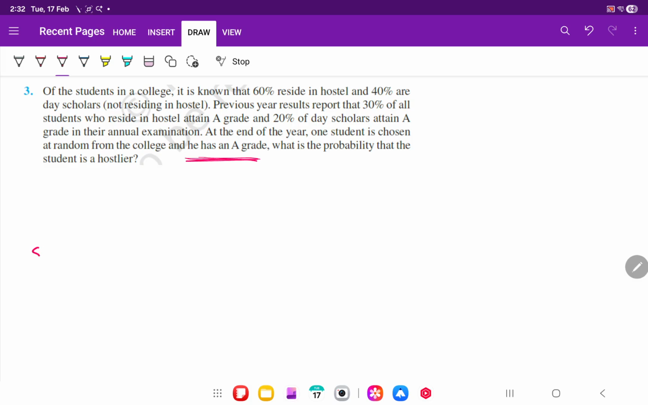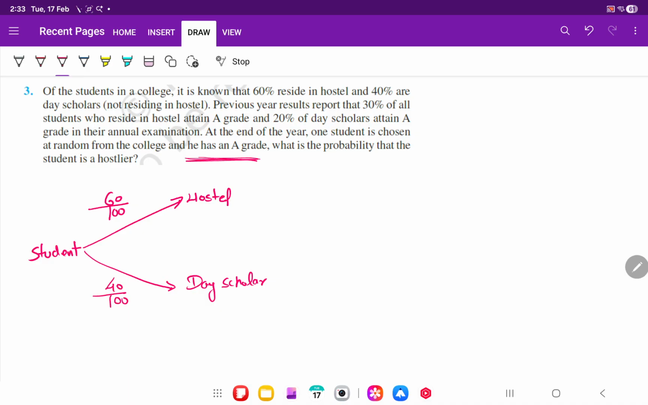Okay, I hope you tried. So let's do it. There are some people who live in hostel and some people who are day scholars, meaning they live at home only. So 60% are in hostel and 40% are day scholars. Right? They may get A or another grade, let me write B. Okay, A grade, or others are getting B grade.